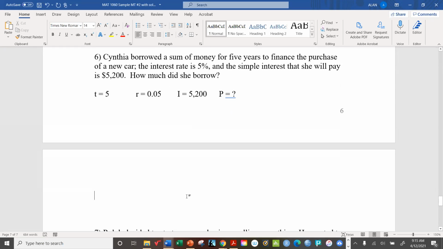Anyway, so the principal, now remember, if I equals PRT, that implies that P must equal I over RT. So therefore, I guess I can do it right here. P equals 5,200 over the product of 0.05 and 5, or 5,200 over 0.25. And so therefore, the amount that she borrowed must have been $20,800.